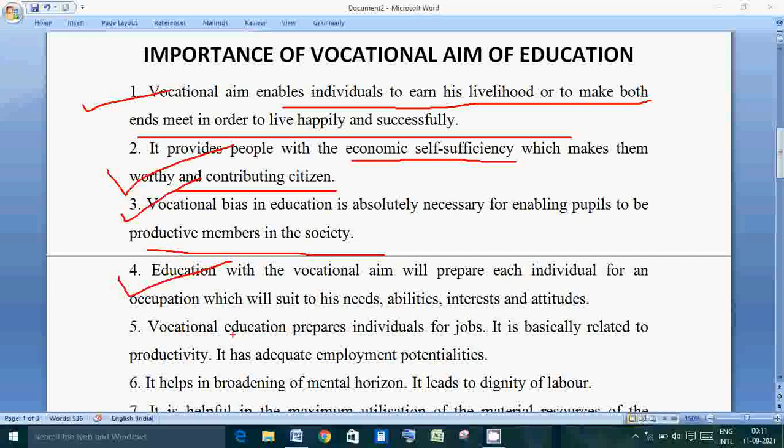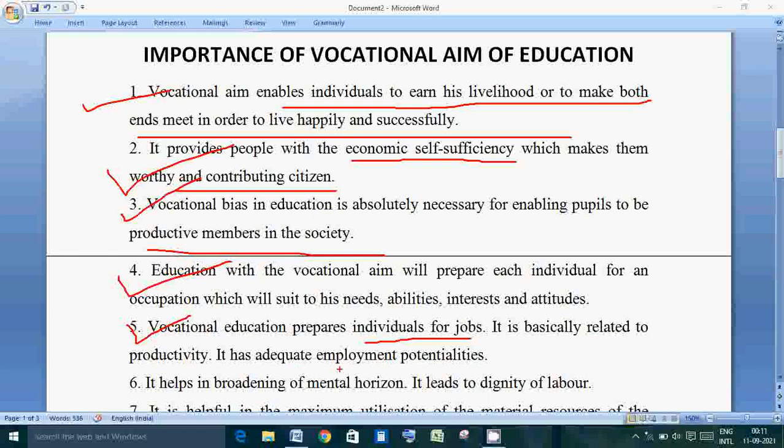Okay, next, vocational education prepares individuals for jobs. It is basically related to productivity. It has adequate employment potentialities. So it says that vocational education, or the vocational aim of education, prepares individuals for some jobs. It is mainly related to productivity. Okay, it has adequate employment potentialities.